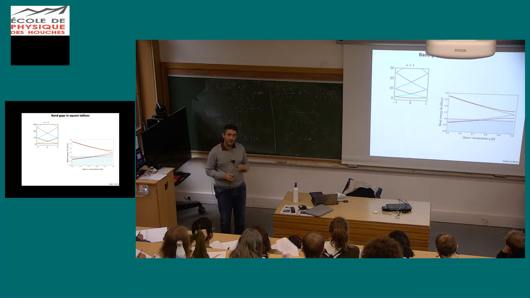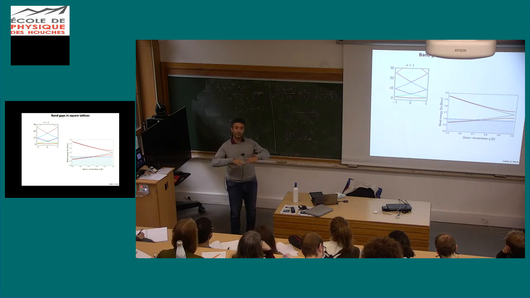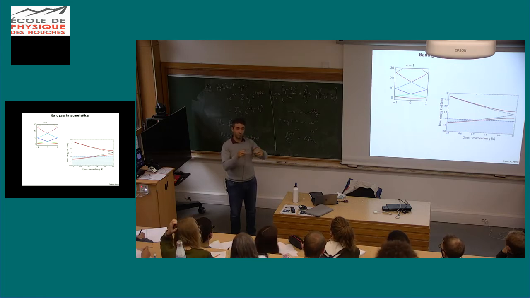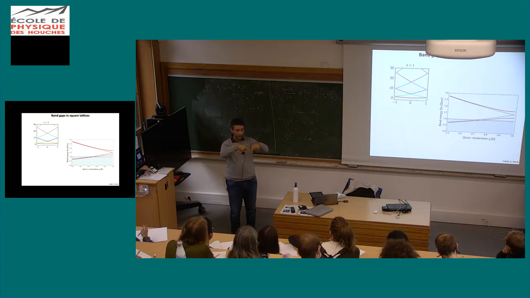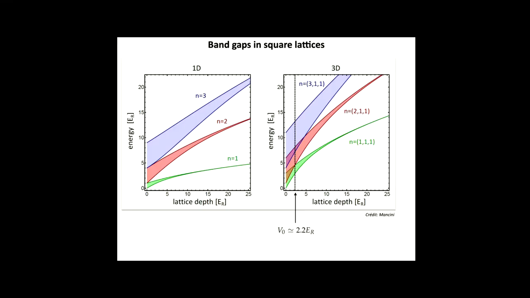Let me stress that this is not the case as soon as you are in 2D, because now the band structure is also two-dimensional. And so you have gaps which are opening along the axes of the two lattices. But if you look at 45 degrees, the bands still touch each other. And I will just show you in the 3D case.